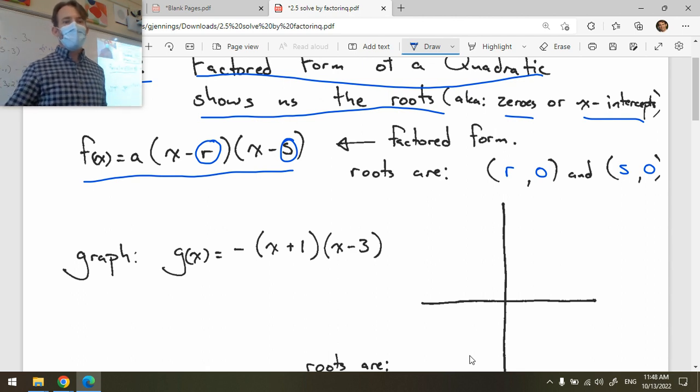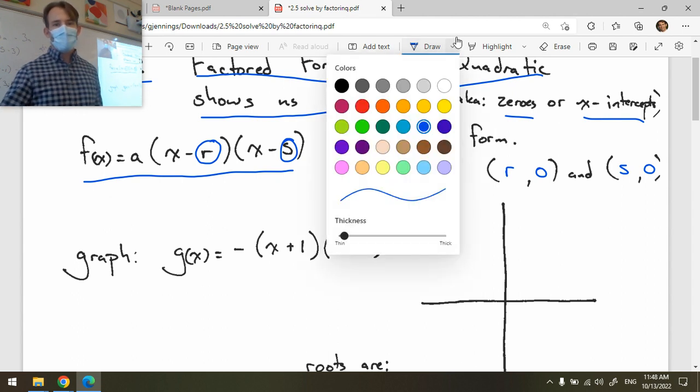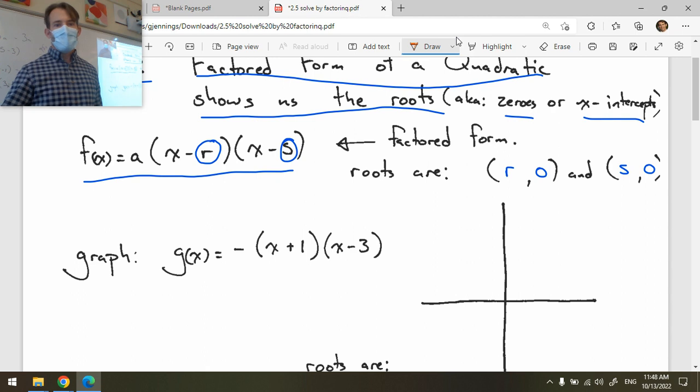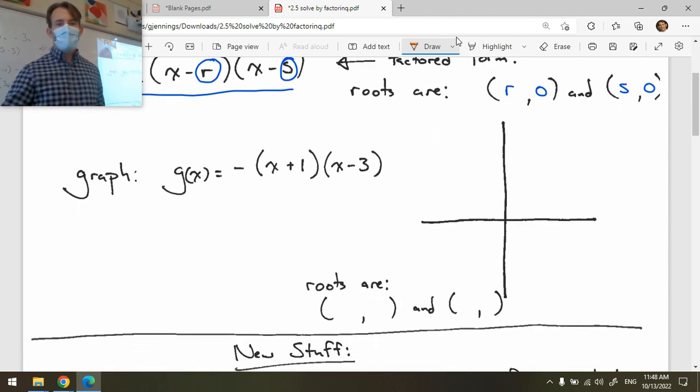So now we can use that knowledge to graph g of x here. Let's do g of x in another color because I've done a lot of underlining already. So the first thing that we're going to notice, where are the roots for g of x? Well, they're going to have zeros for y. But what are the x values of the roots?